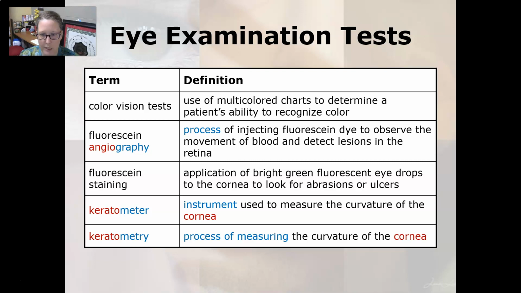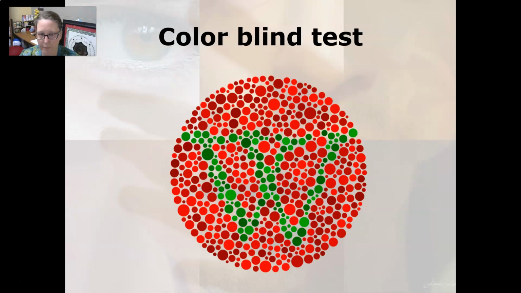Fluorescein angiography is a process of injecting fluorescein dye to observe the movement of blood and detect lesions in the retina. Fluorescein staining is the application of bright green fluorescent eye drops to the cornea to look for abrasions or ulcers. A keratometer is an instrument used to measure the curvature of the cornea, and keratometry is a process of measuring the curvature of the cornea.